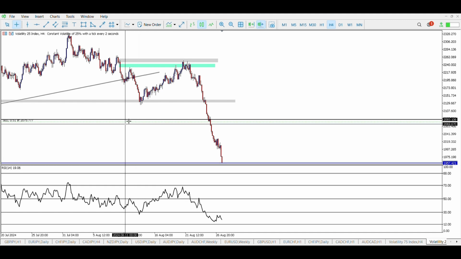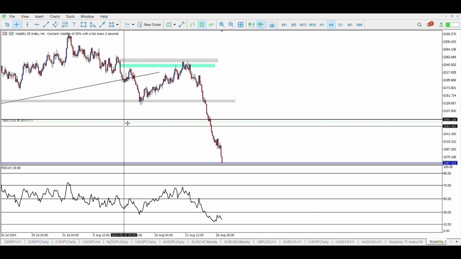So what I want to do now is to move my stop loss and put it in front of my position, and then this becomes a risk-free trade.